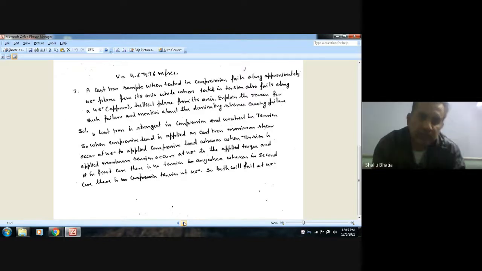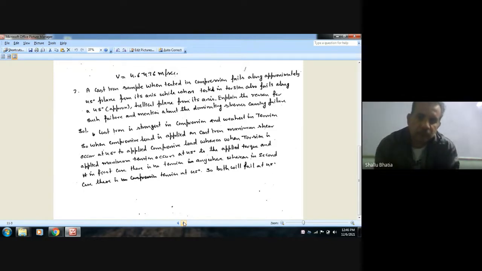When a uniaxial stress is applied, the maximum shear stress occurs at 45 degrees to the plane of uniaxial stress. If the uniaxial stress is compression, then the maximum shear stress will also be at 45 degrees to the plane of compression.